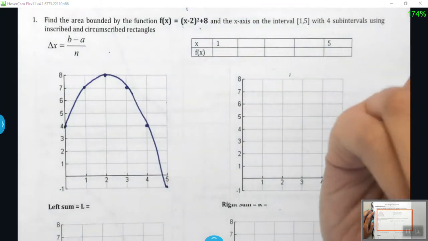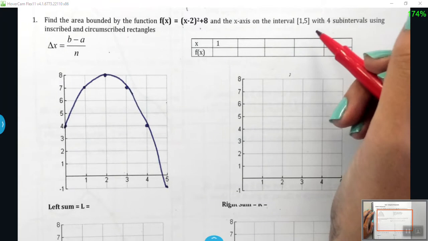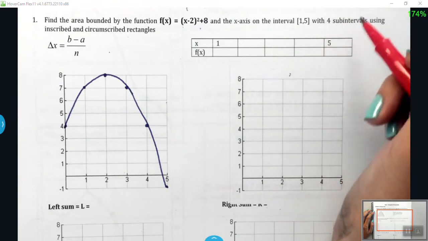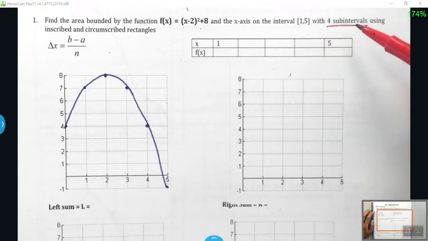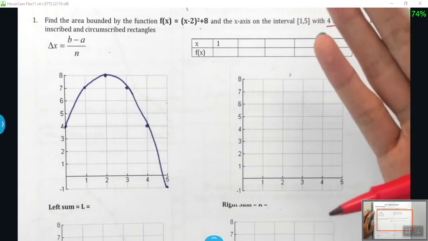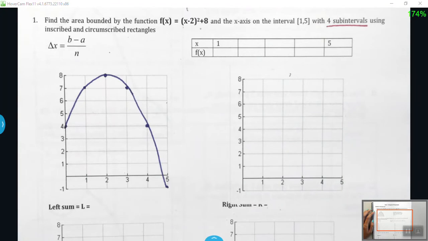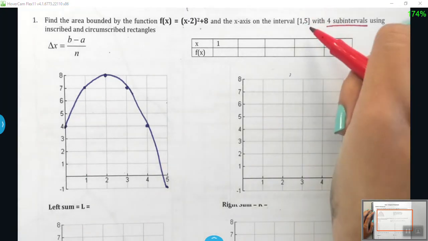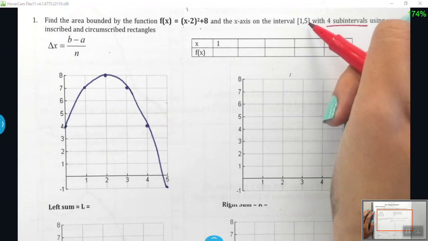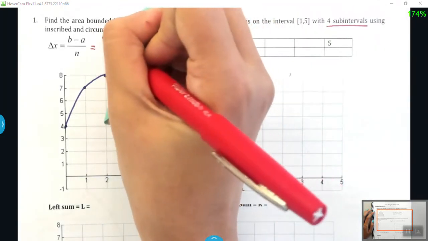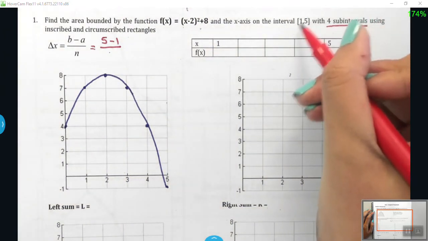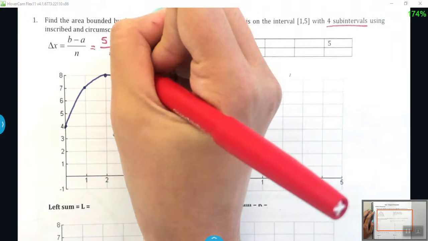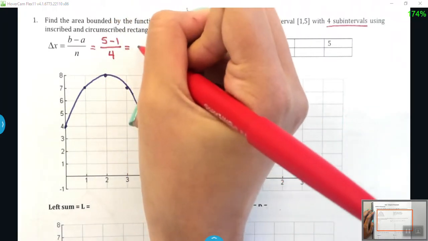Okay, so first we need to know the size of our rectangles, because if we want 4 subintervals, then I'm going to go from 1 to 5 with 4 in between. How many rectangles? 4 rectangles, so each one is 1 apart. But if you didn't know that, or couldn't calculate it because the numbers aren't easy, you would do 5 minus 1, the width of the bounds of your area, divided by the number of rectangles that you want. 5 minus 1 is 4. 4 over 4 is 1.